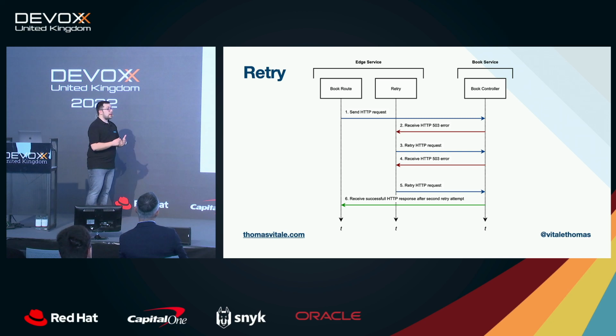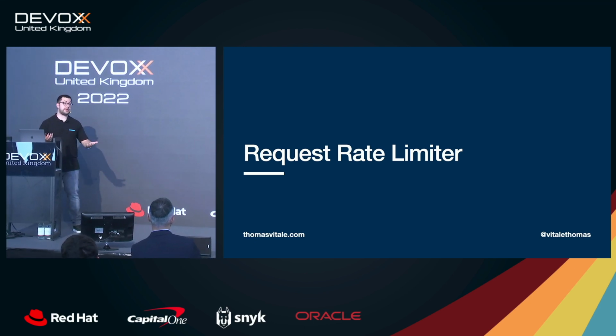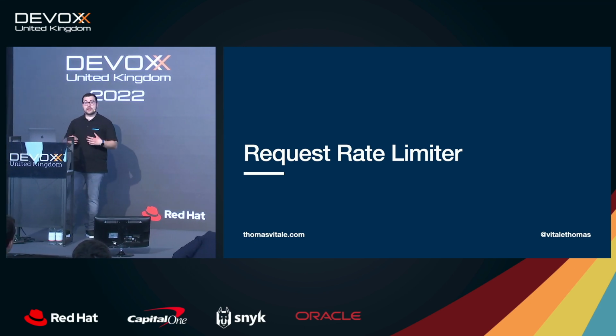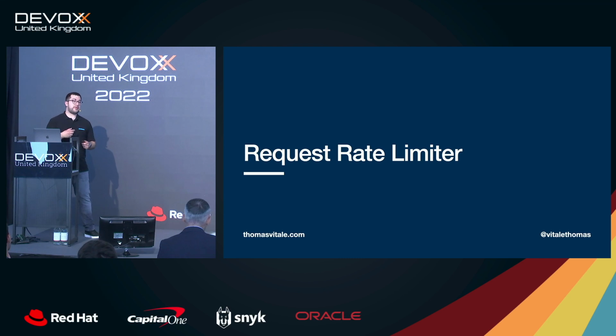And one thing we can do in order to protect it, for example, from DOS attacks, is using a request rate limiter. So we know that we can support a certain amount of requests, or that we want to support a certain amount of requests. So what we can do is implement a rate limiter. That's not only for resilience, but it's also from a business perspective.